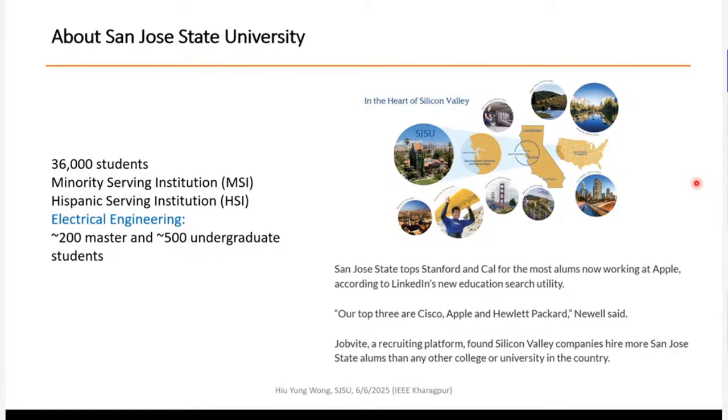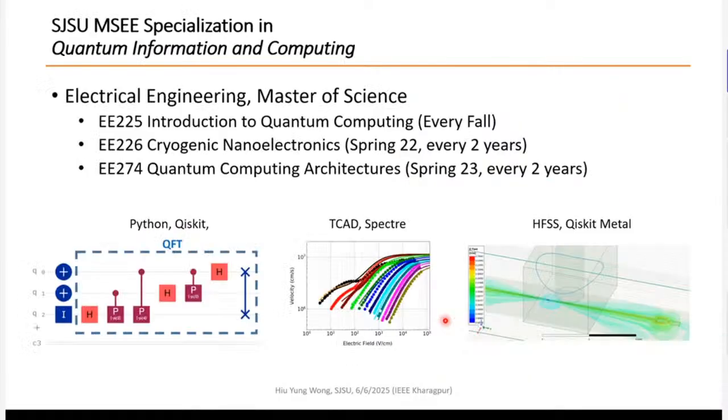At San Jose State University, we have 26,000 students, and we are at the heart of Silicon Valley, and we are a minority serving institute. Many of our students work in the top-tier companies here in Silicon Valley.